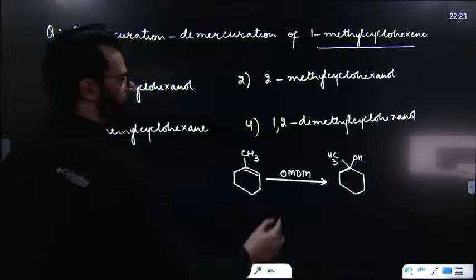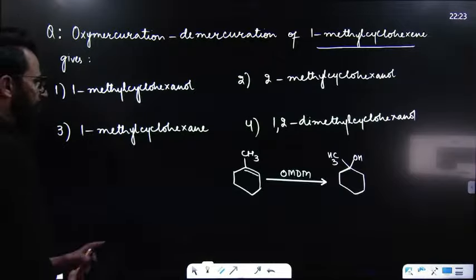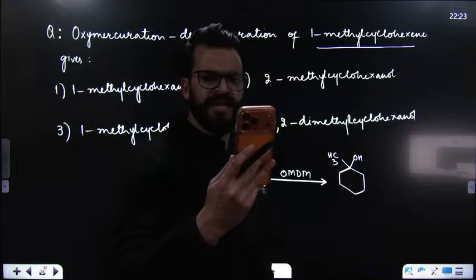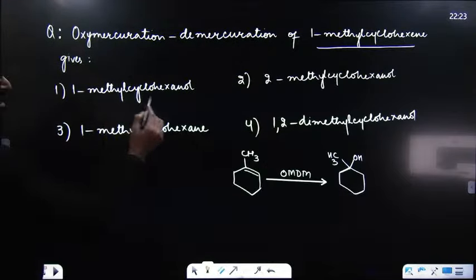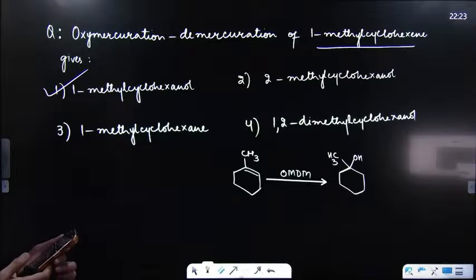So what is the name of this compound? Choose the right answer from them. Let me know in the chats. What will be the answer? Exactly, option number 1. Option number 1 is 1-methyl cyclohexanol. So this will be the right option among these 4.